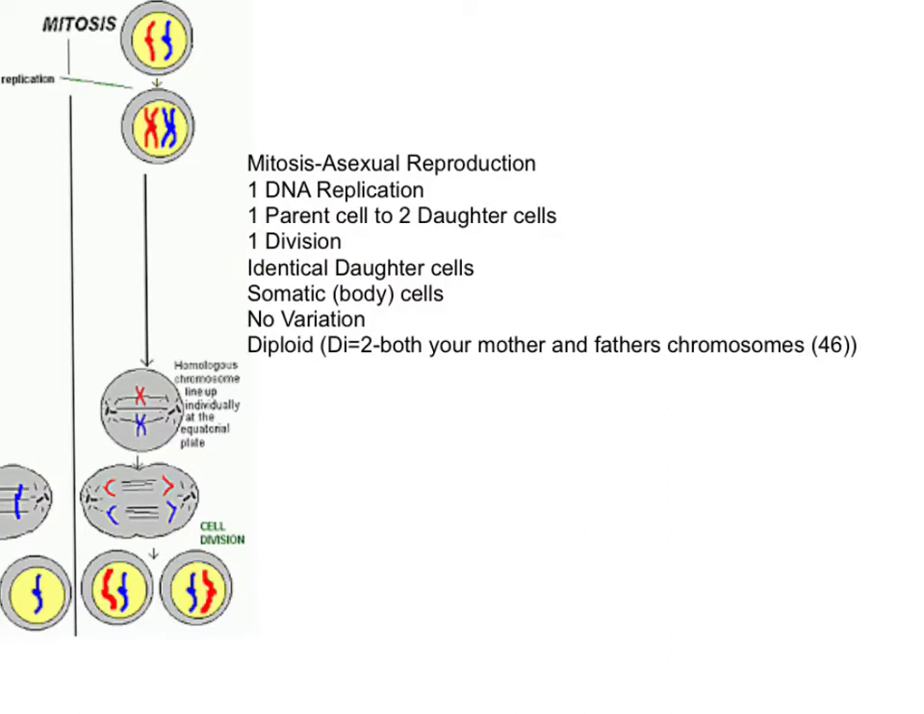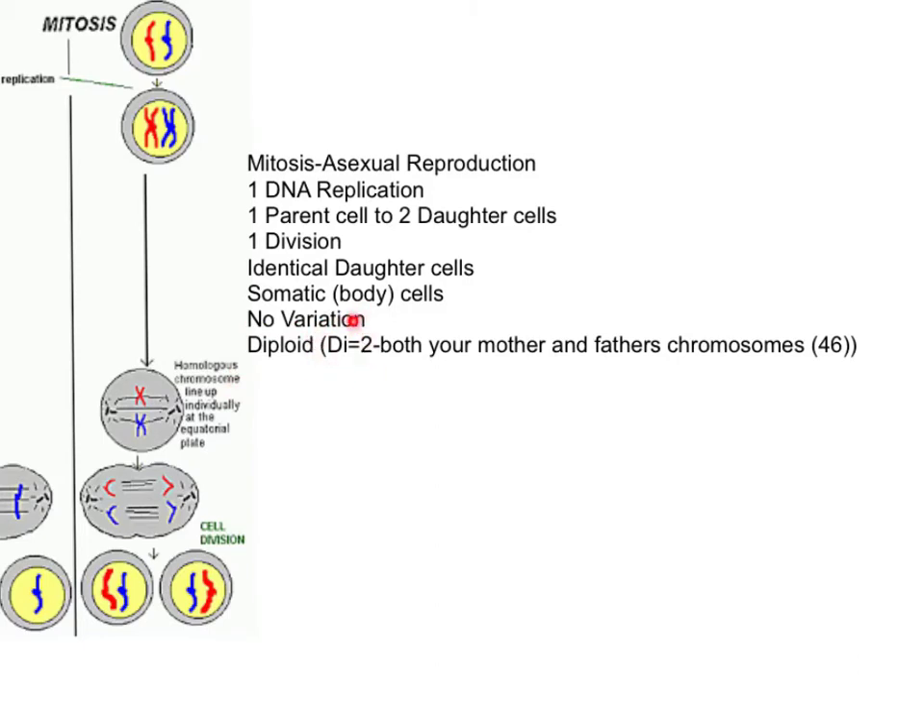We know that since I am creating somatic cells, which are our body cells, then I need my body cells to be identical to the one that they are replacing. Since I'm creating identical daughter cells in mitosis, I get no variation among my cells, which is essential since we're doing asexual reproduction.